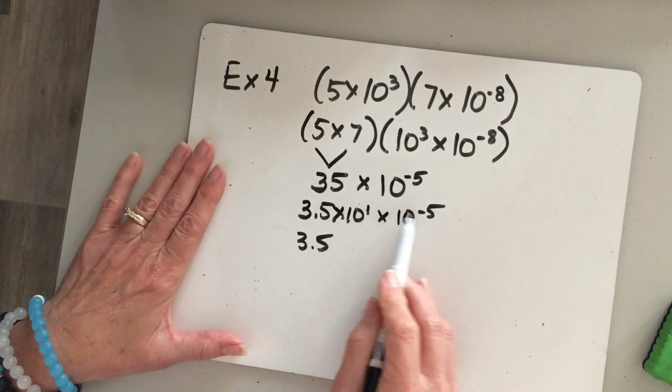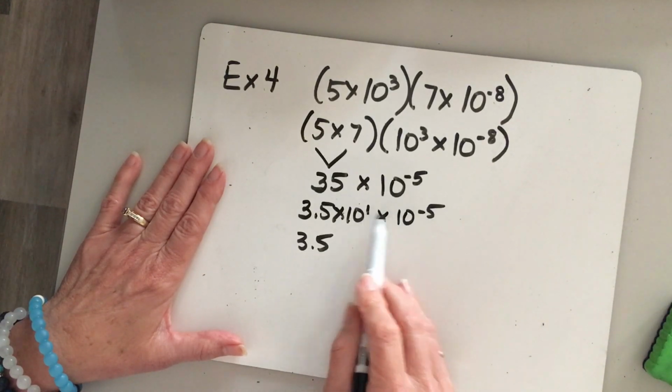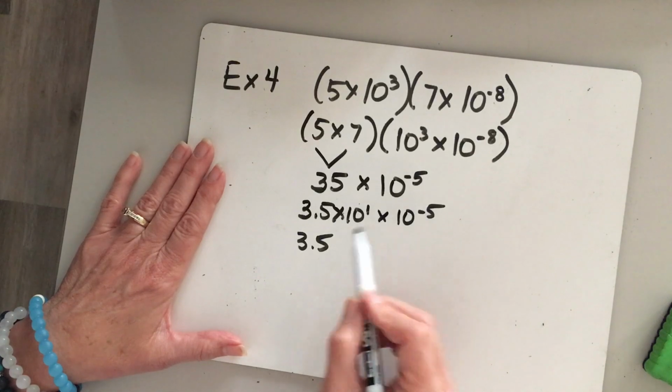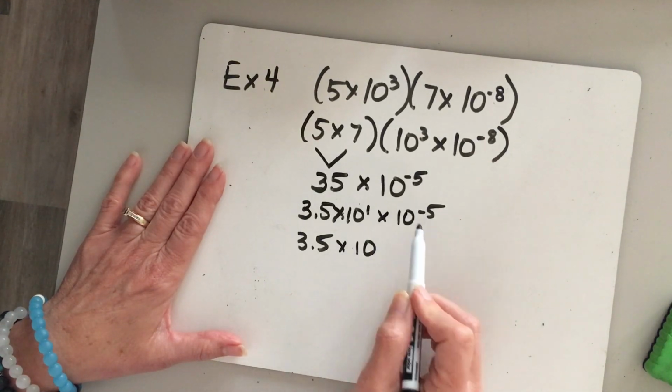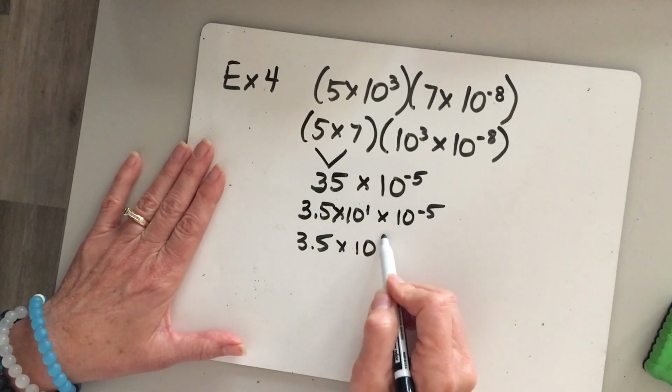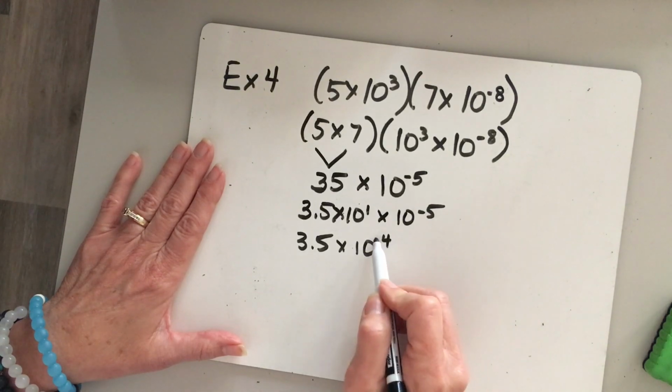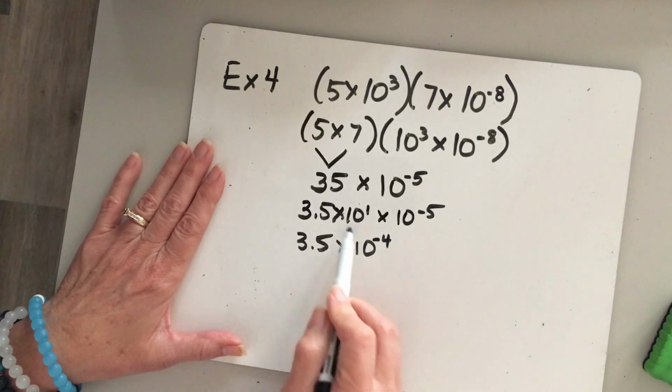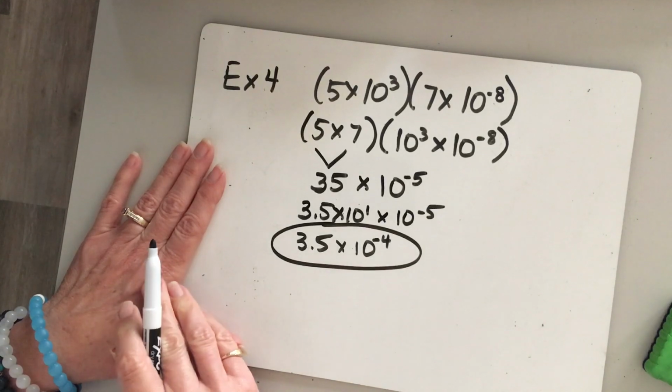We have 1 plus a negative 5. Notice the signs are different. When they're different, we subtract the numbers from each other. 1 from 5 is 4. Take the sign of the larger number, it's negative. This is in scientific notation, and that is your answer.